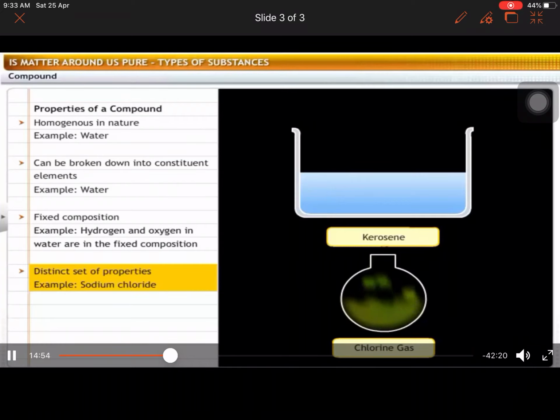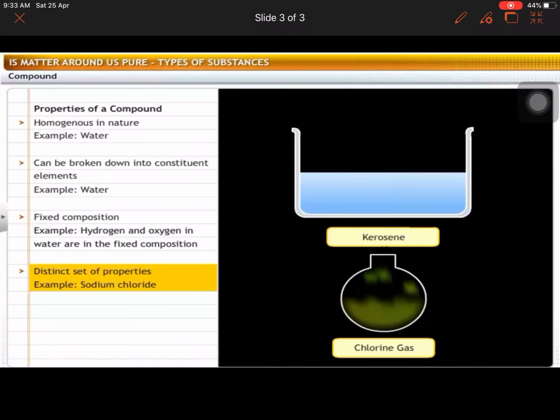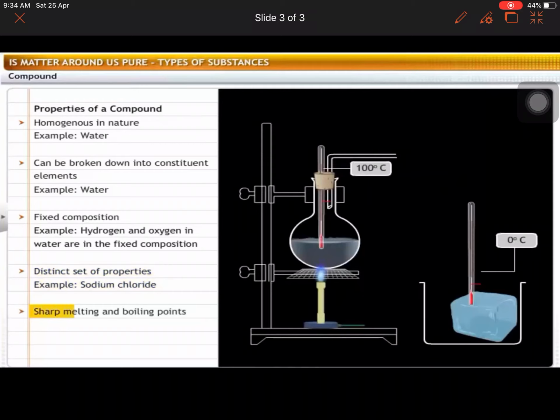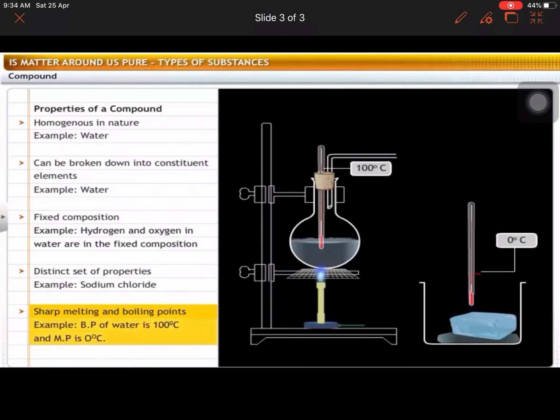From this we can say that compounds exhibit a distinct set of properties. A compound has a sharp melting and boiling point. Note it down. For example, water has a boiling point of 100 degrees centigrade, and that is the exact point, and a melting point of 0 degrees centigrade.